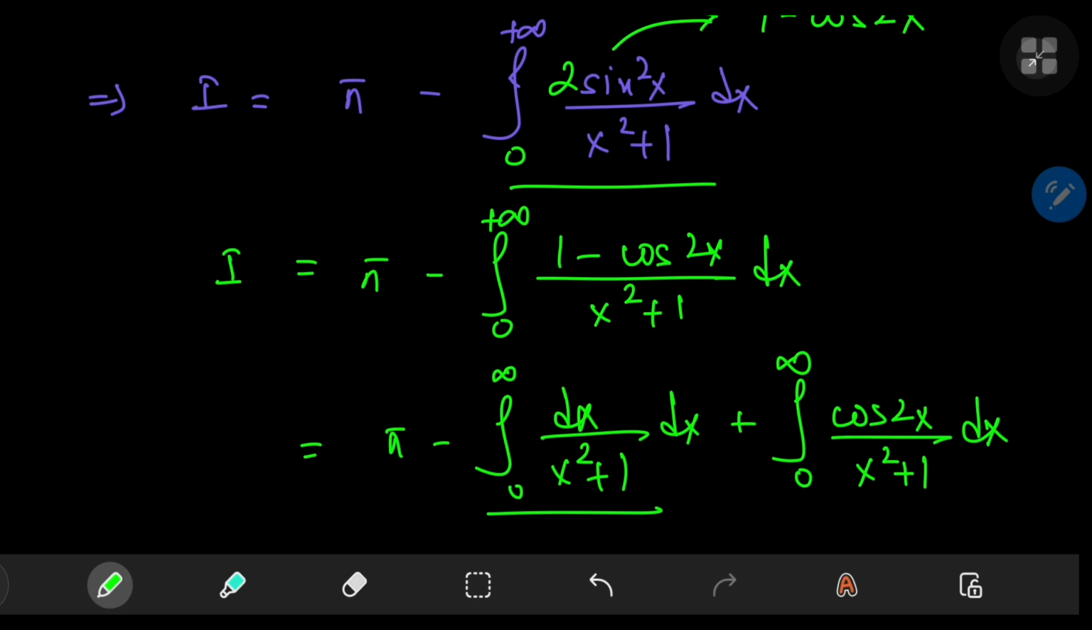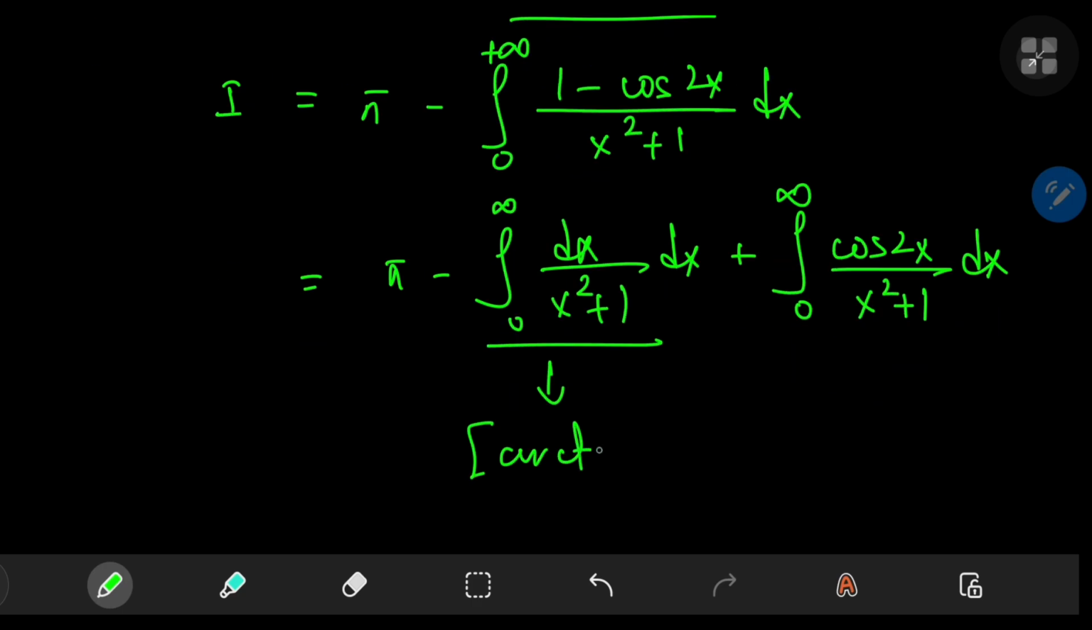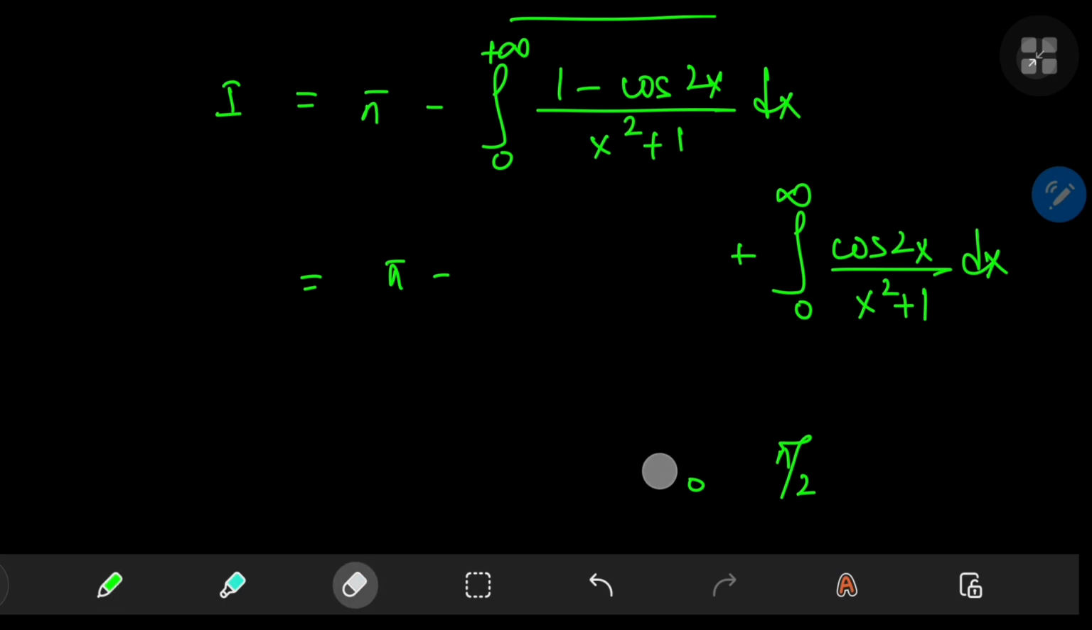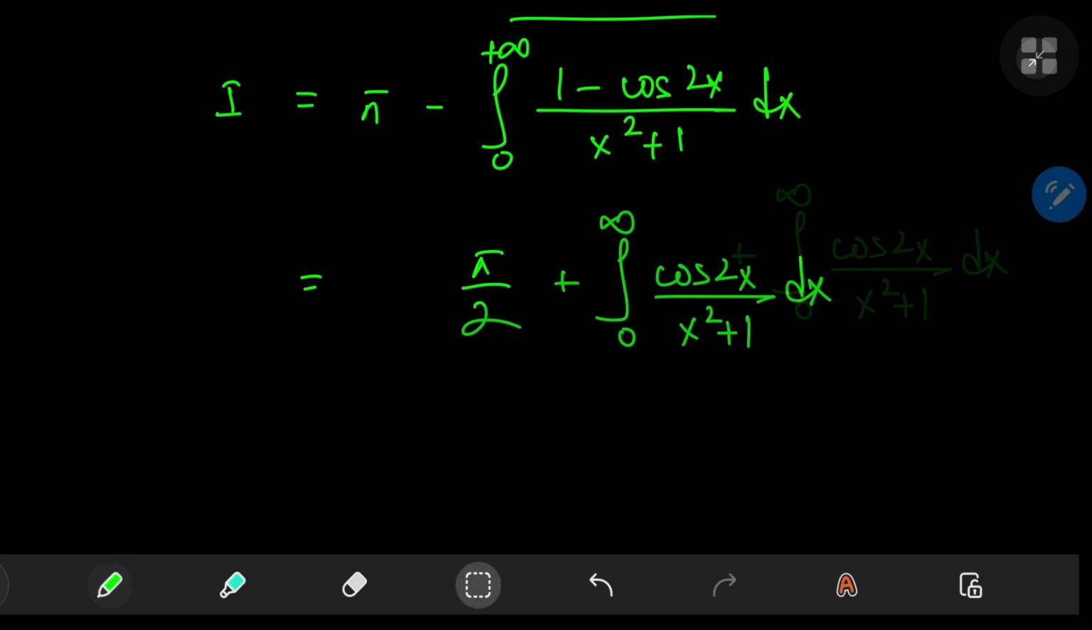And this integral here evaluates to the inverse tangent of x, with the limits being 0 and infinity. As x approaches infinity, the inverse tangent of x approaches pi by 2, right? And as x approaches 0, the inverse tangent approaches 0 anyway. So we can replace this integral with pi by 2. And pi minus 1/2 of pi is just 1/2 of pi, right? So here's the structure of our integral I now after much simplification.